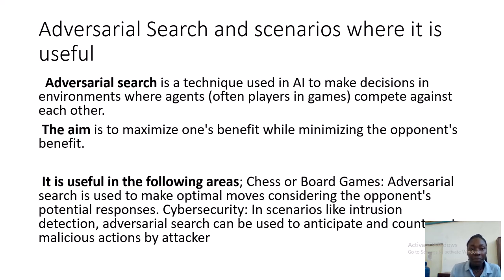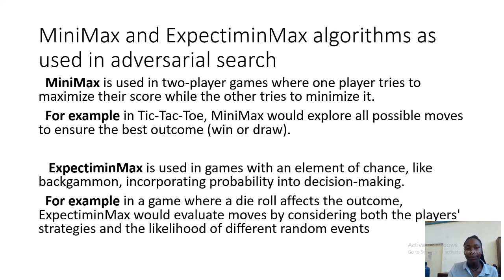Adversary search is a technique using AI to make decisions in an environment where agents compete against each other. The aim of this is to maximize one's benefit while minimizing the opponent's benefits. It's useful in areas like chess or board games. It's also useful in cyber security and other places. We shall talk about minimax and expectimax algorithms as used in adversary search.